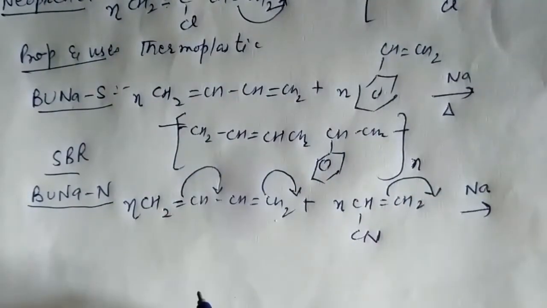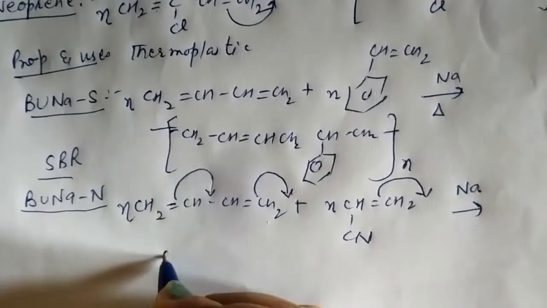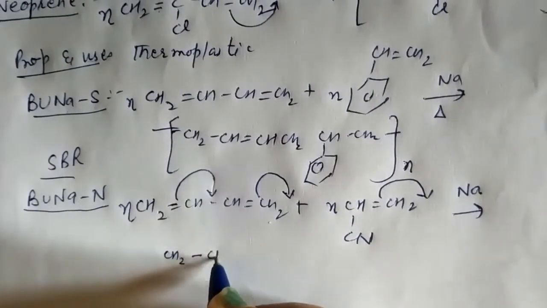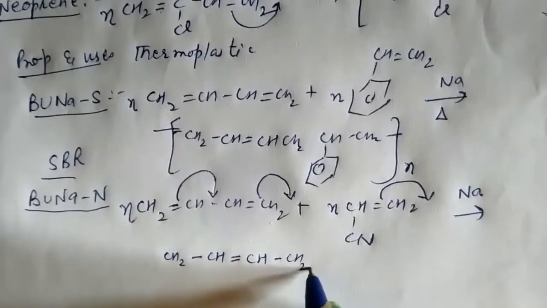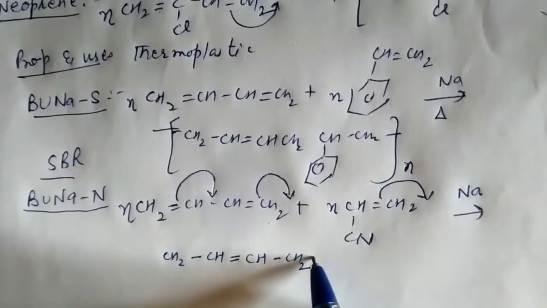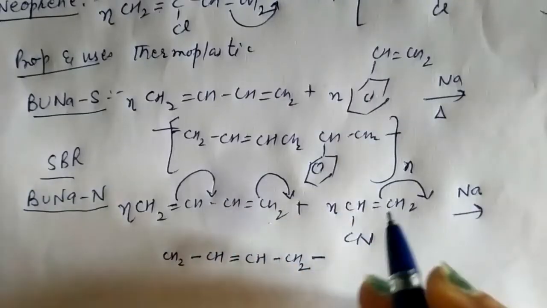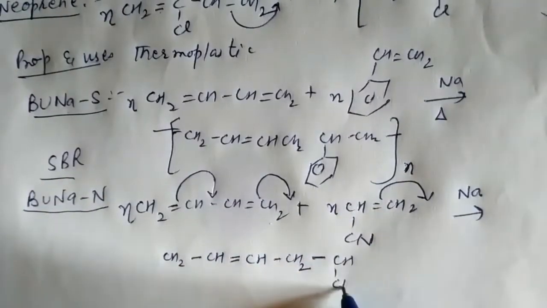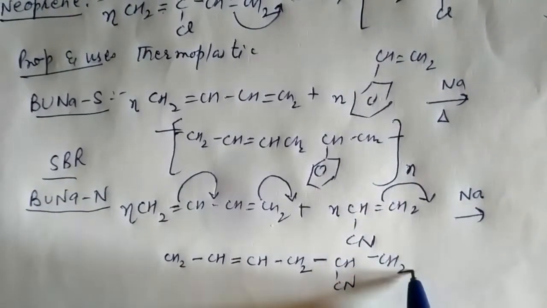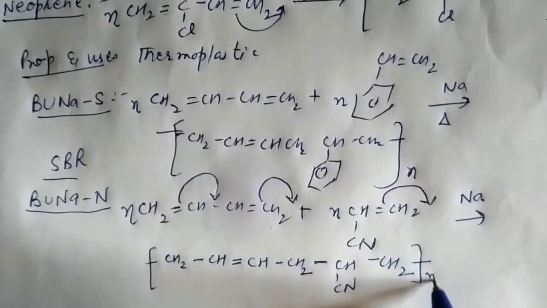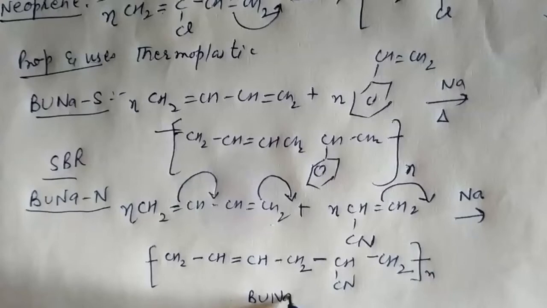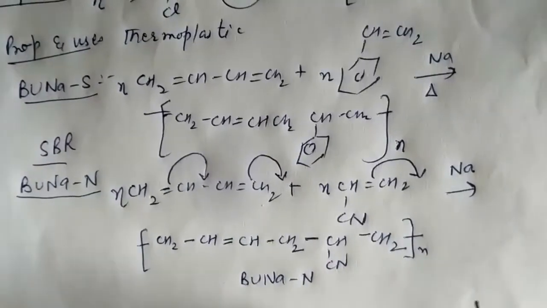So what happens? It will become CH2-CH=CH-CH2. Then there was no bond, so due to migration of electrons, a bond will exist now. CH(CN)-CH2. So this is free, so this can be extended. So this is Buna-N rubber.